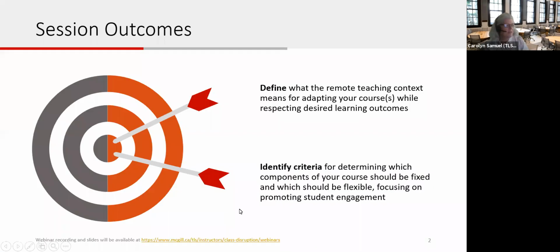We have a couple of outcomes for today's session. We hope that by the end you'll be able to define what the remote teaching context means for adapting your courses while respecting desired learning outcomes. And we're going to talk quite a bit about learning outcomes today and in Wednesday's webinar. We also hope you'll be able to identify criteria for determining which components of your course should be fixed and which should be flexible, focusing on promoting student engagement. The terms fixed and flexible might be new for you. That's okay. We're going to talk about those today and explain them.